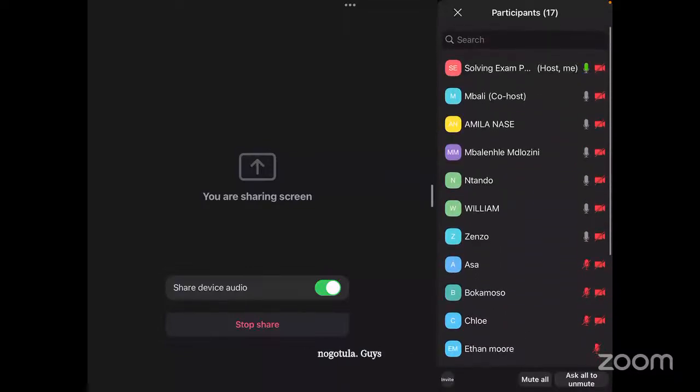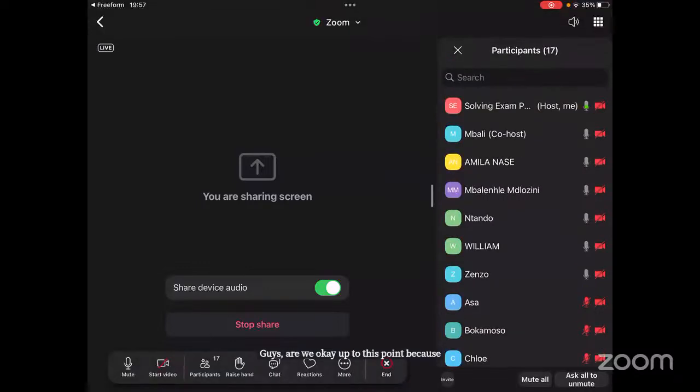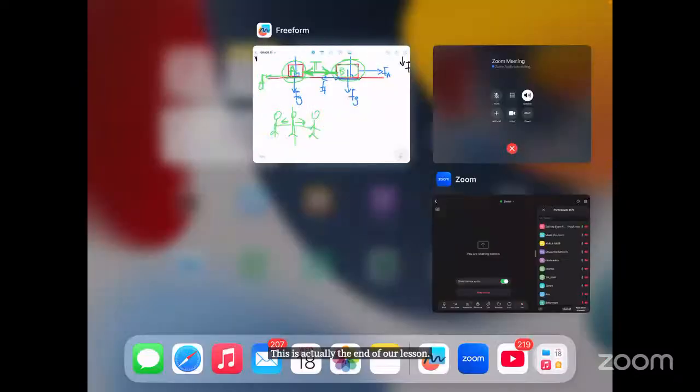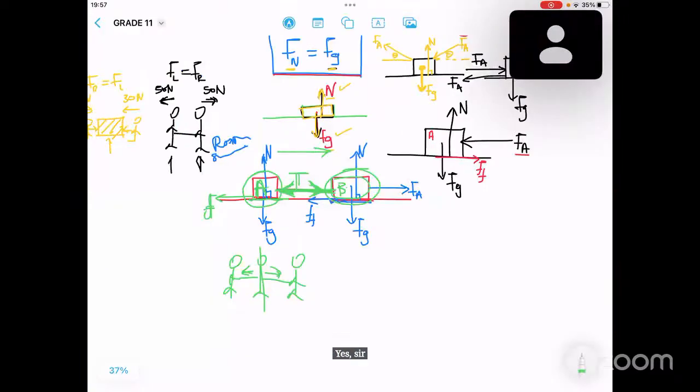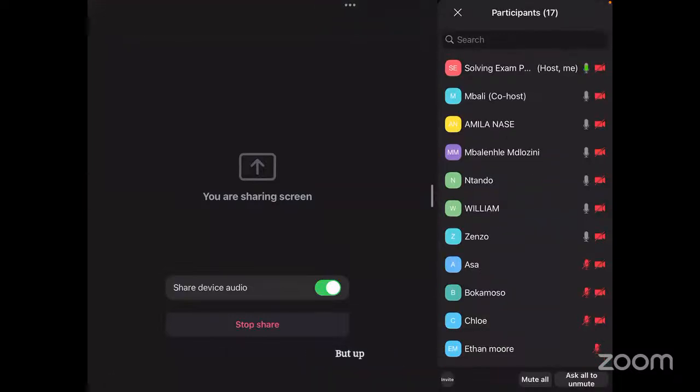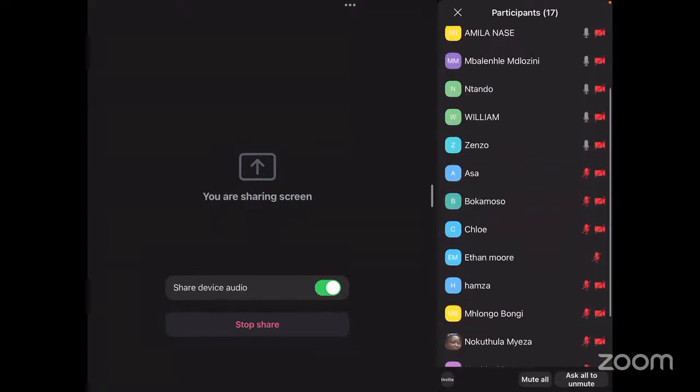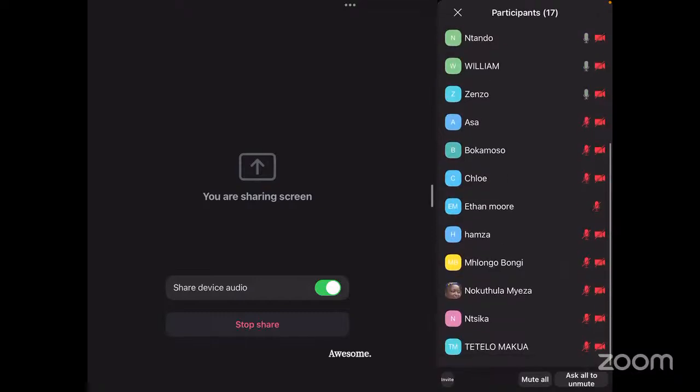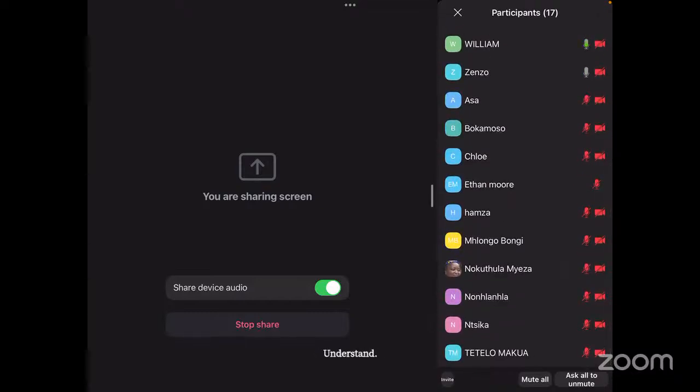Guys, are we okay up to this point? Because this is actually the end of our lesson for today, where we just looked at these 5 main types of forces, and in our next lesson we'll be looking at some calculations and the formulas. But up to this point, we are okay, most honorable members. Any last questions from your side, or all is good? Yes, sir. We understand. All is good.